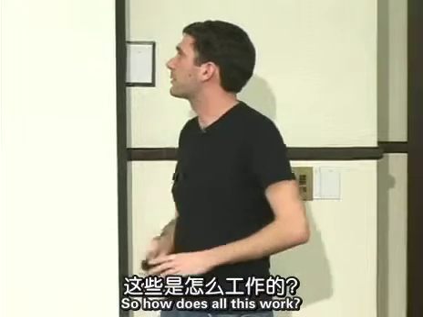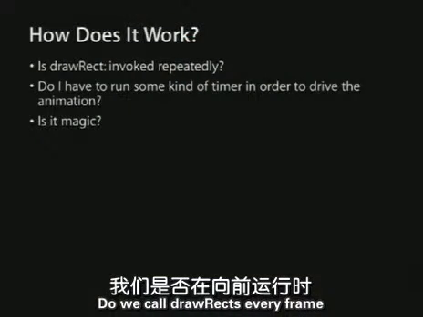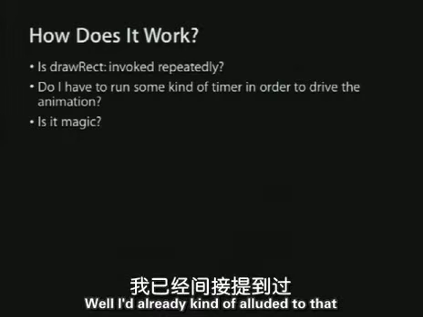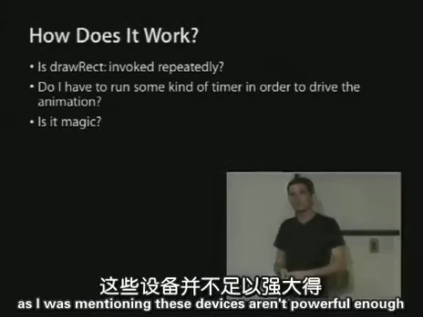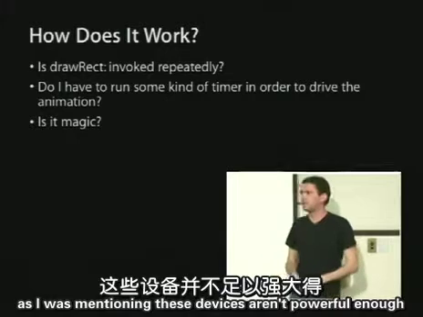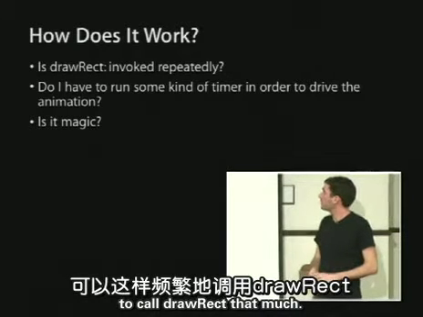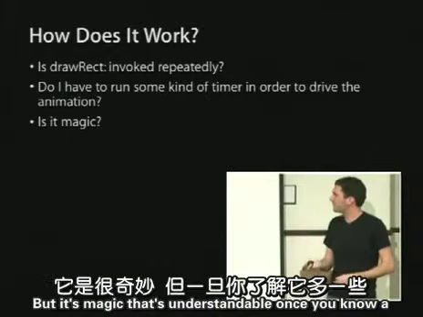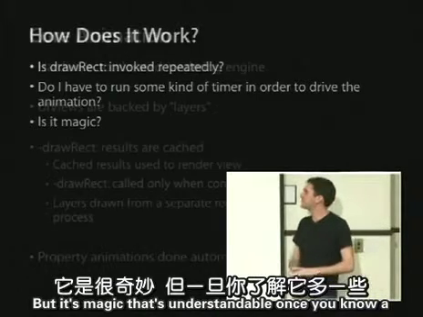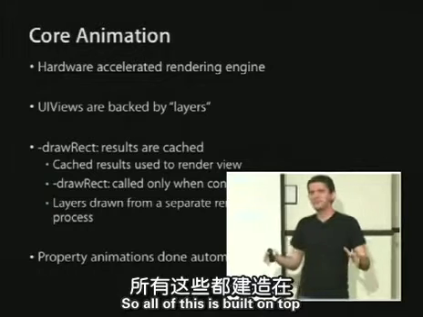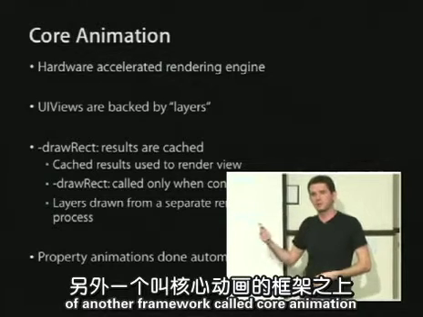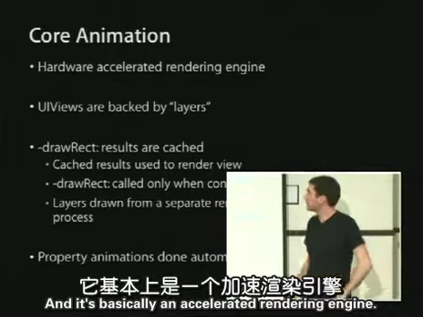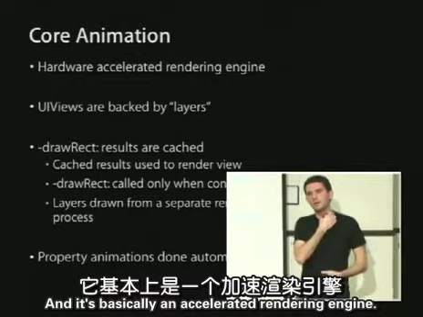So how does all this work? Do we call drawRect every frame and draw the different progression as we're going through that? Well, I already kind of alluded to that as I was mentioning. These devices aren't powerful enough to call drawRect that much. Is it magic? And it kind of is, but it's magic that's understandable once you know a little bit about it. So all of this is built on top of another framework called Core Animation, which is what drives all of these animations. And it's basically an accelerated rendering engine.